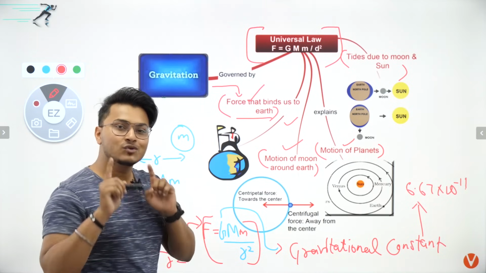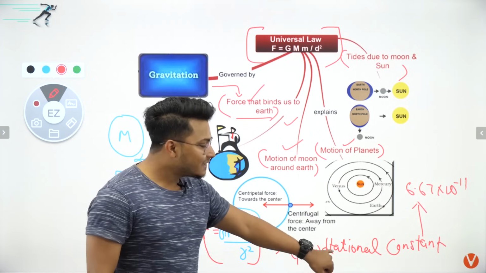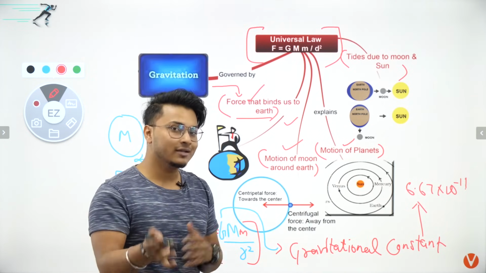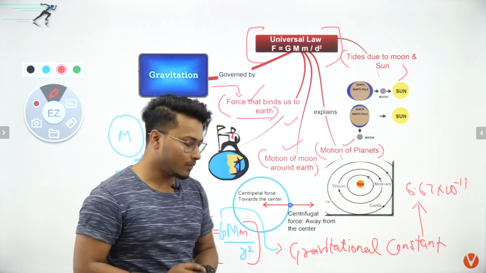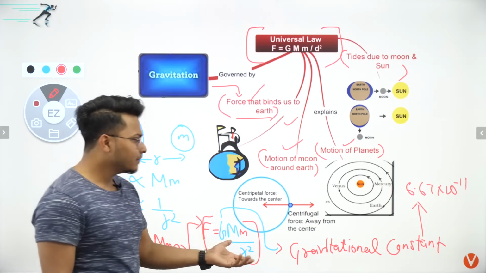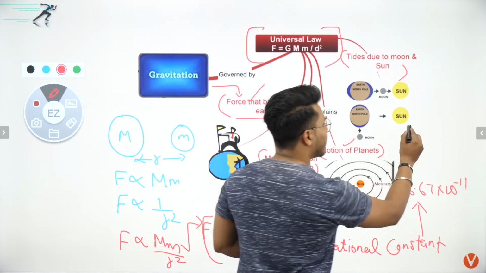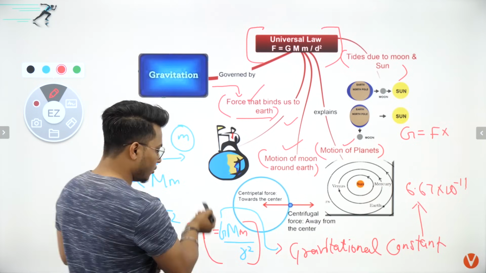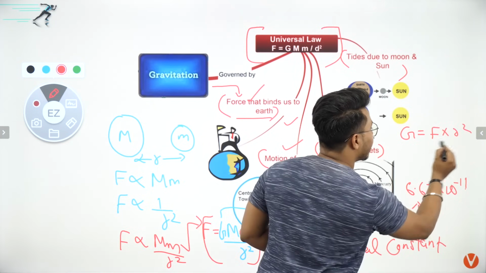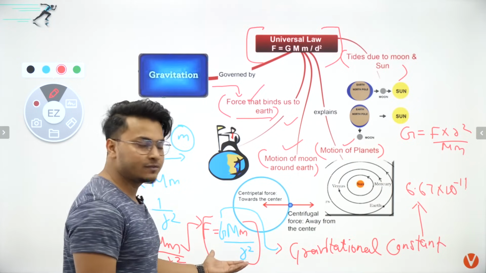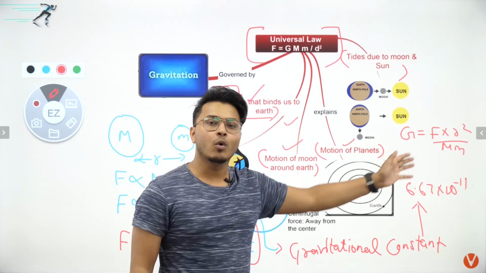Sometimes one more question comes in: what is the SI unit of gravitational constant? Sometimes this one mark question also comes. How will you do that? You know the formula here. Write the formula for G from here. G would be force into r square divided by both the m's. From the same gravitational force formula, you write down this formula for G. And what will be the unit then?